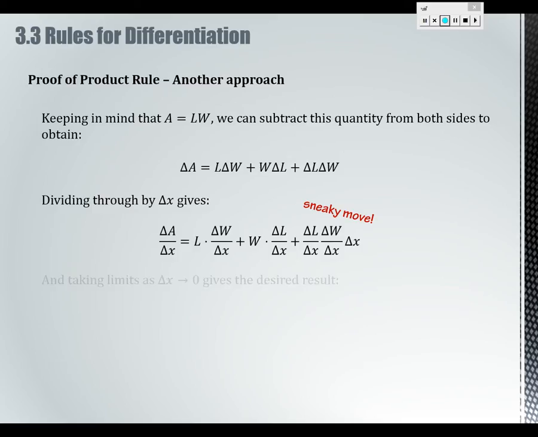Okay. All right, and then all we have to do now is take the limit as x goes to 0, and we get the desired result, right? Over here, this goes to 0, why? Well, because we're multiplying by something that's getting close to 0, right? So this is the product rule in terms of L's and W's now. You could think about it as a rule governing the change of area, given that two side lengths are changing, right?